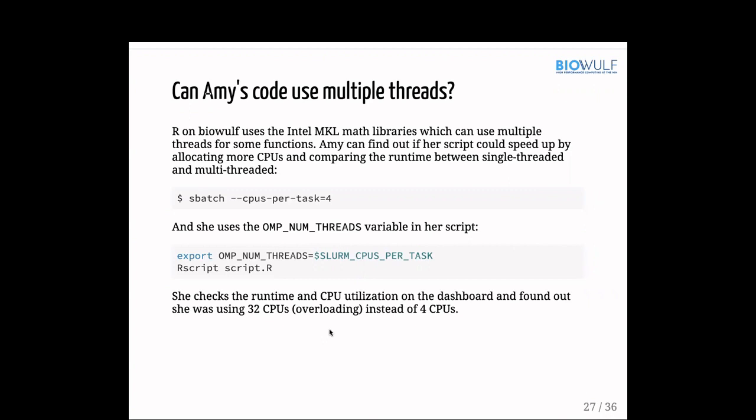So this is quite common on clusters. We call it overloading. Like in the dashboard, you only allocate 1 or 2 CPUs and you're running a lot of CPUs, you actually use more. We don't recommend overloading. In this case, Amy didn't know her code was overloading too, because it can actually slow your job dramatically.